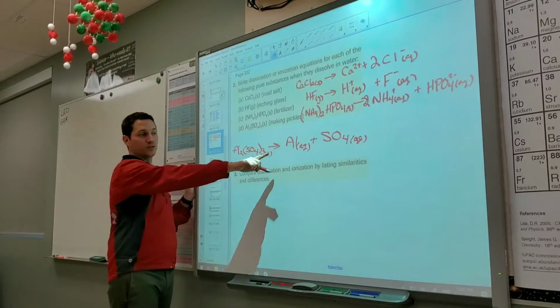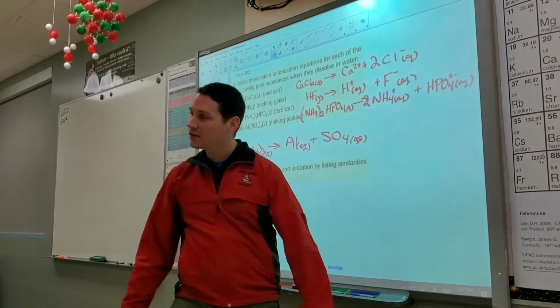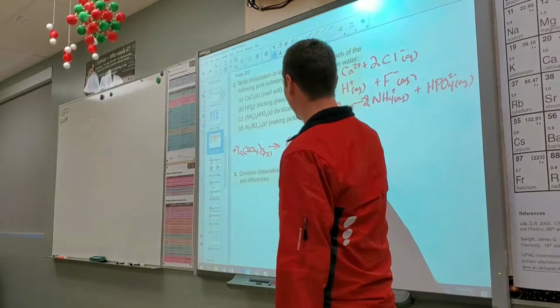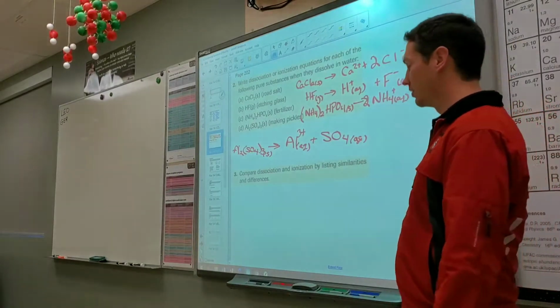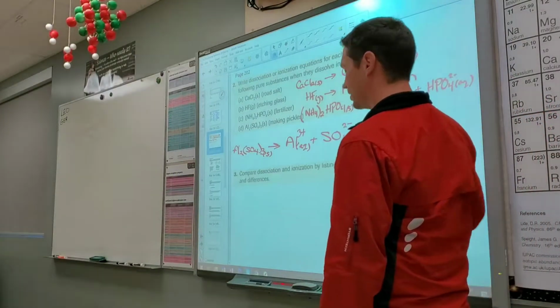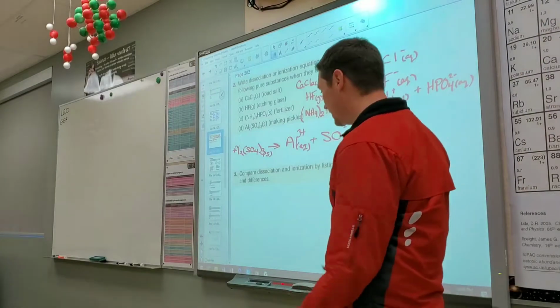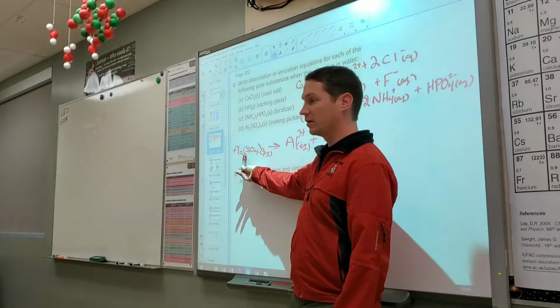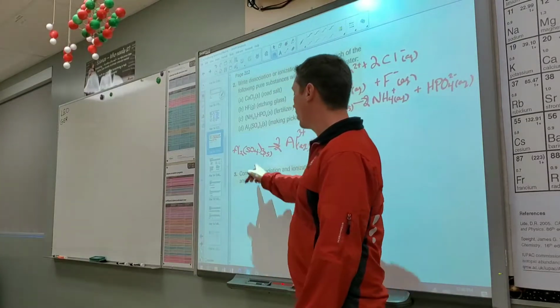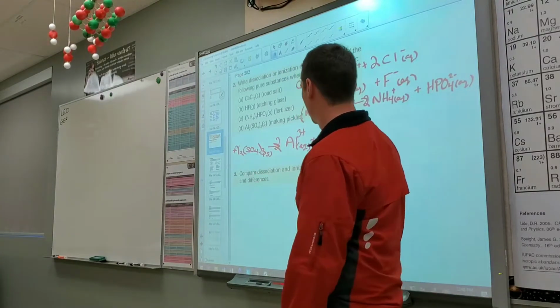3 plus. Where did you get that information from, Idris? Data. The data booklet. Good. Okay, and then where did you get the charge for the SO4? The table of polyatomic ions, right? In the data booklet. Okay, how many aluminums are going to break off of here? 2. And how many sulfates are going to break off of here?